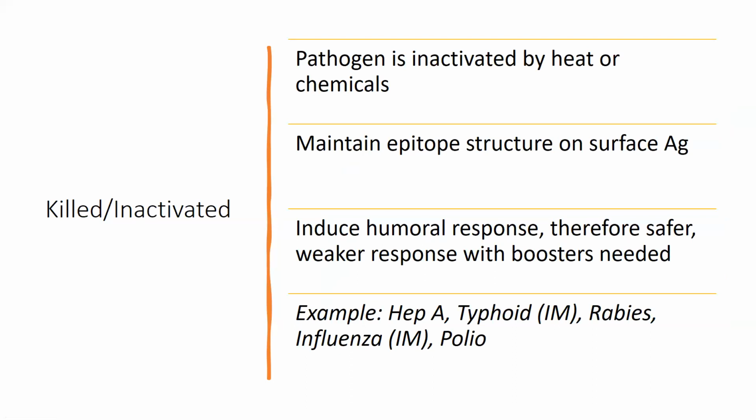Killed or inactivated, it's typically the pathogens killed by heat or by chemicals in some instances. You'll see the epitope structure of the surface antigens will be retained. You'll have a humoral response. So it's safer, but it's weaker. So therefore boosters are needed. This is your Hep A, probably the most common. This is your injectable influenza, typhoid, polio. These are all killed or inactivated.